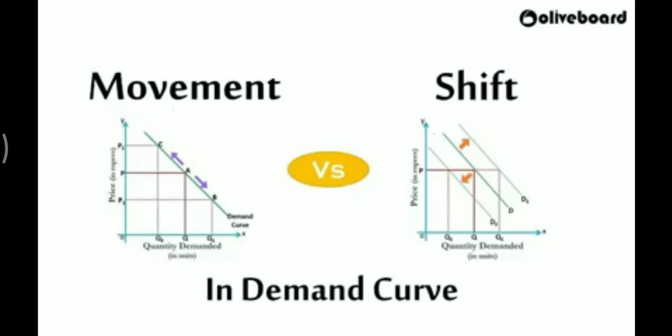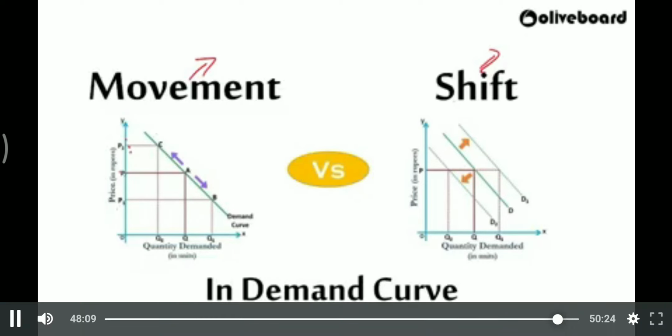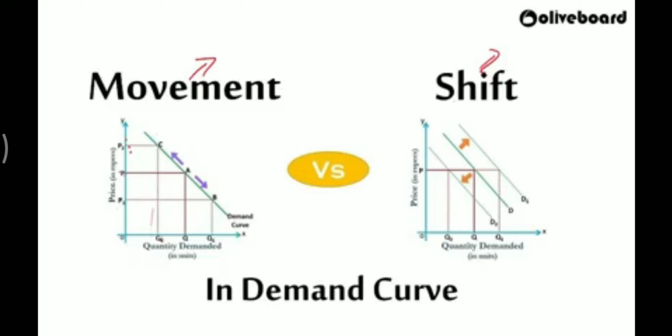Now, I have given the comparison of movement and shift. Movement means expansion and contraction. Shift means increase or decrease. Movement means, because of price changes, you are moving either downwards or upwards. This is called expansion or contraction. When the price increases, your quantity demanded decreases. When the price decreases, your quantity demanded increases.